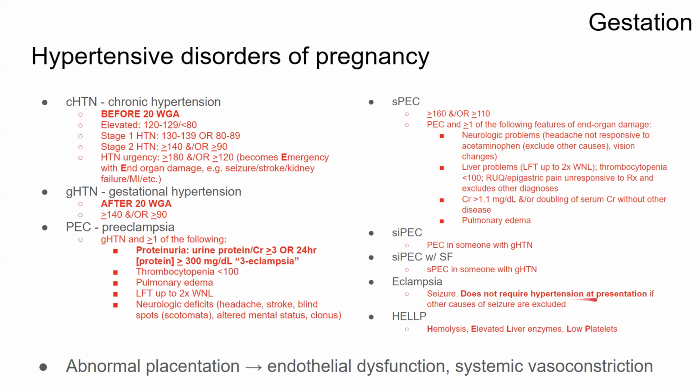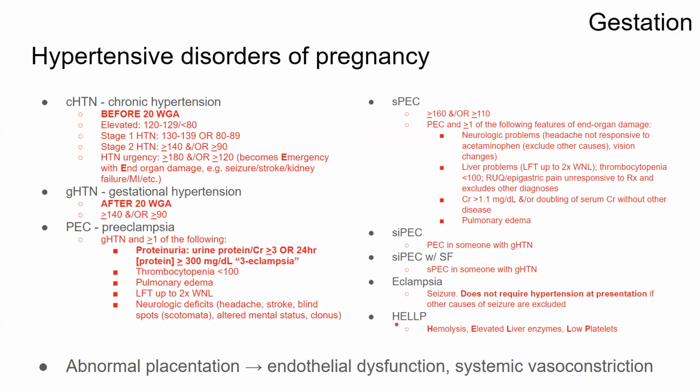It does not require hypertension at presentation if other causes of the seizure are excluded. That's just important to know. And then you also have HELLP, which is hemolysis, elevated liver enzymes, and low platelets. And these usually show up on lab test results. So if they have any evidence of this stuff, then you make the diagnosis of HELLP.